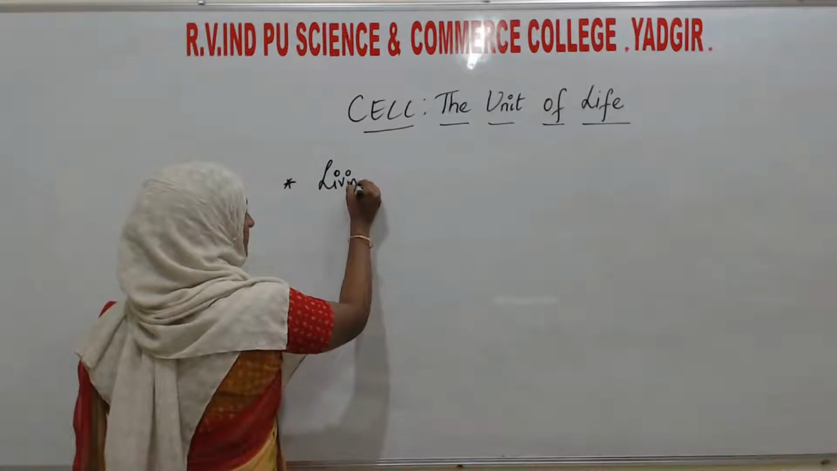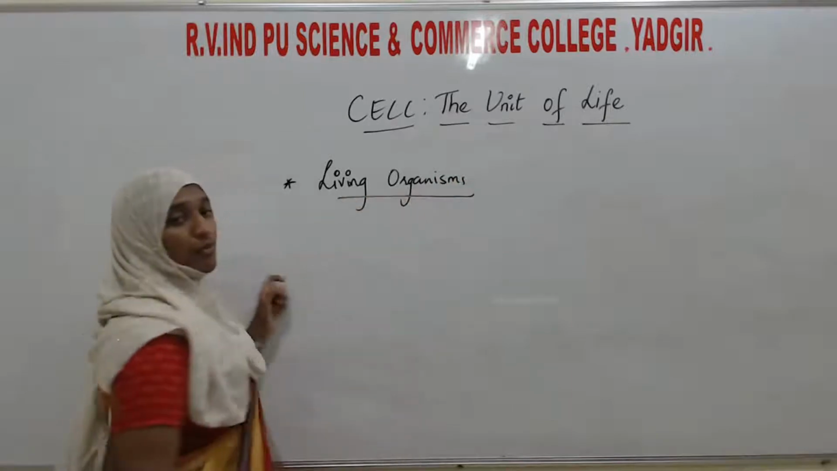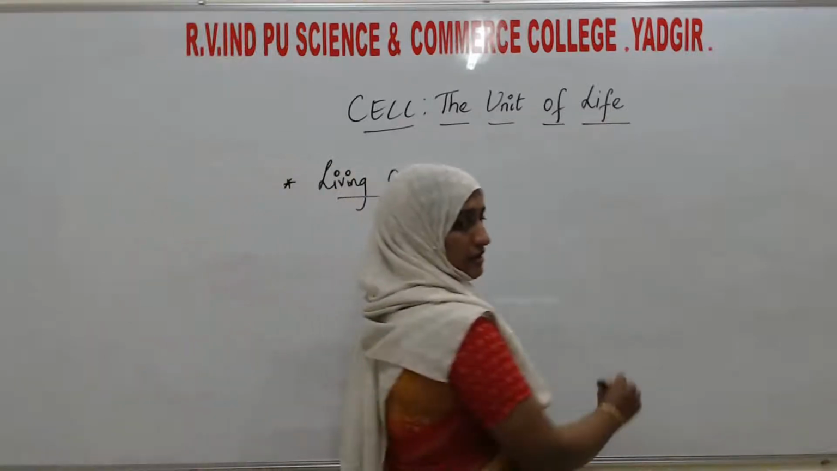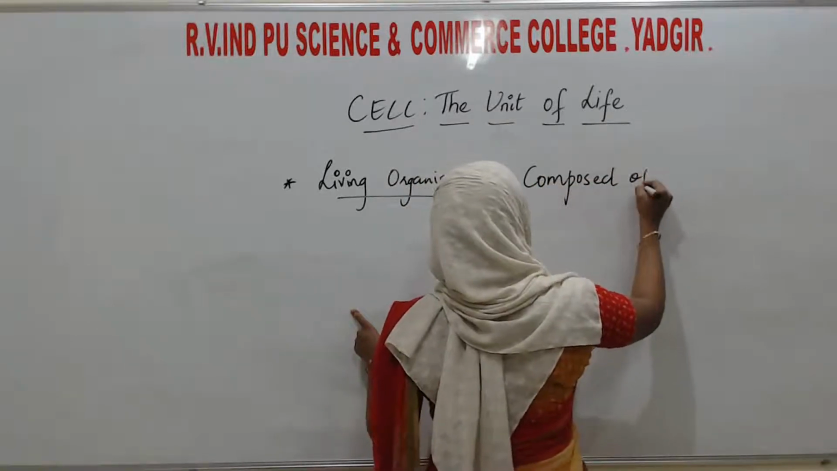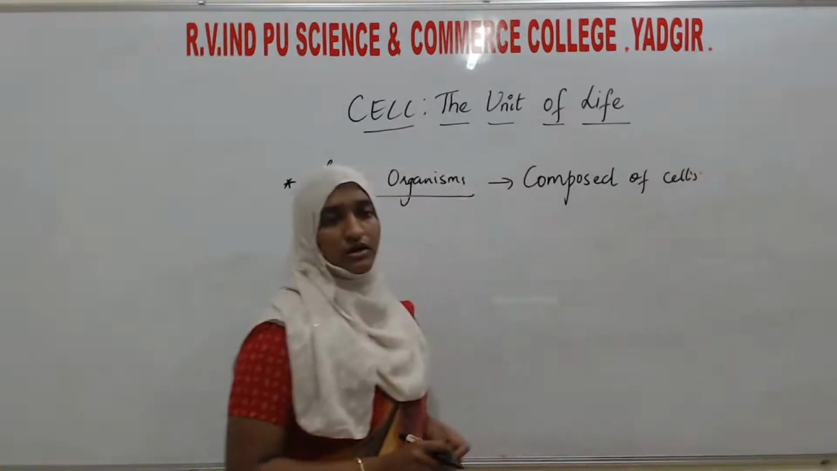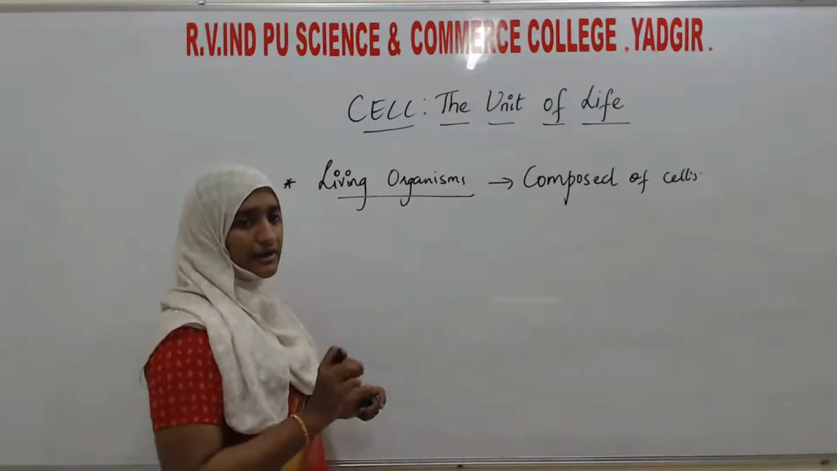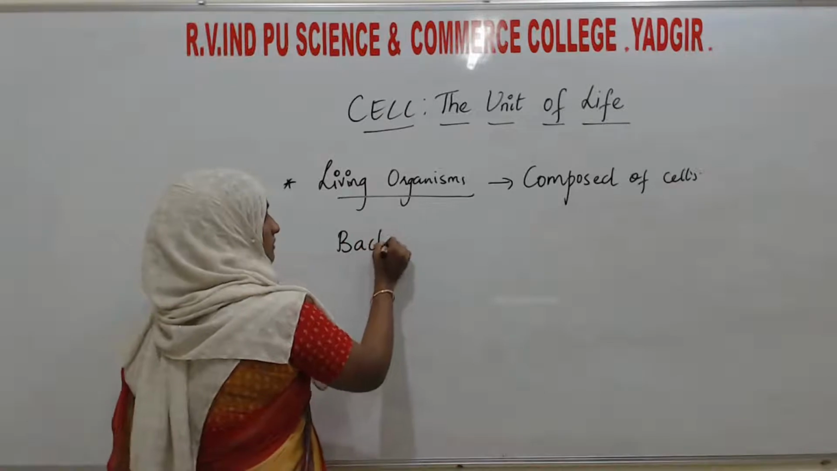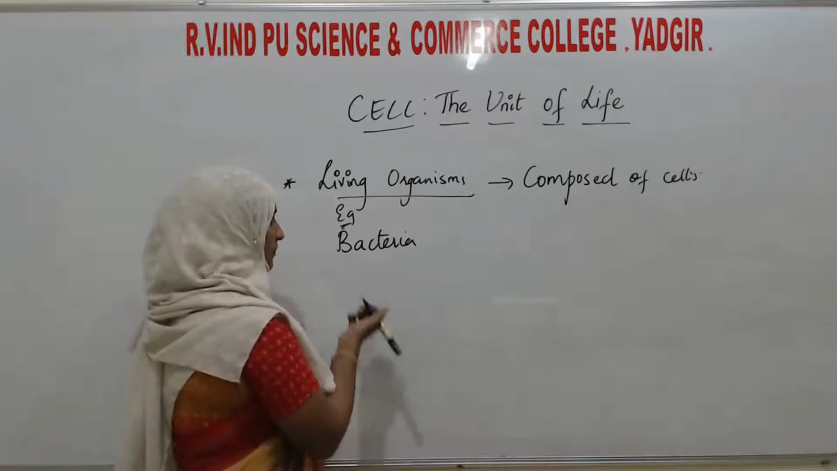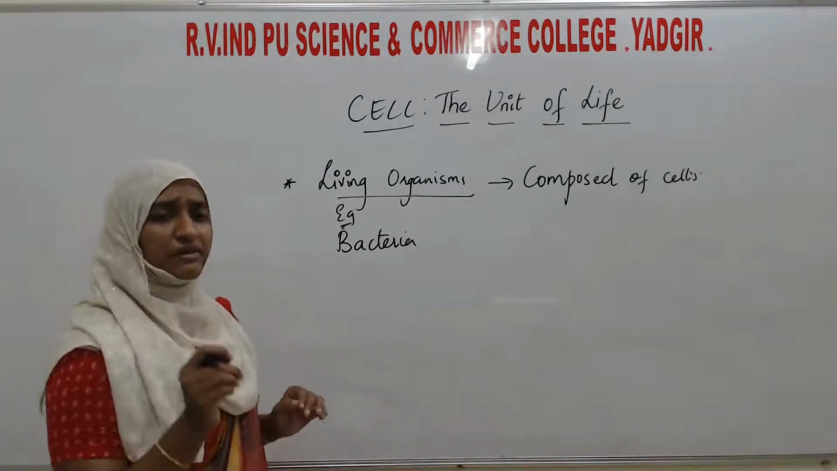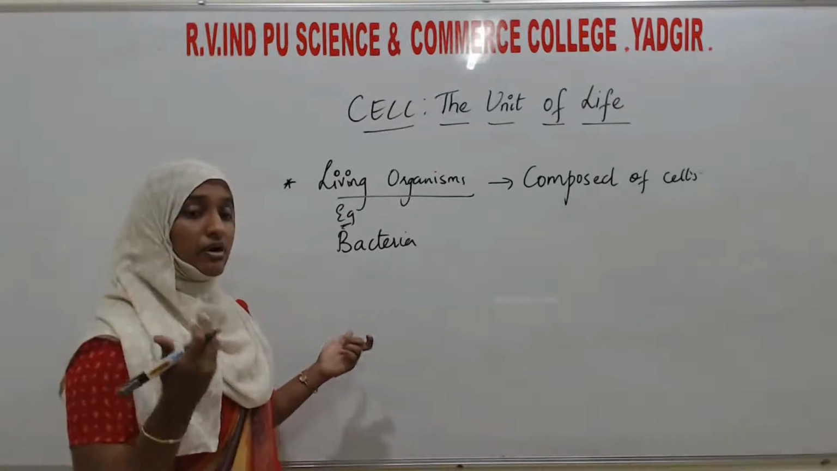If you want to study the cell, you can take that all living organisms are composed of what? They are composed of cells. You can take an example of a microorganism, that is the bacteria. This is an example of a living organism, which is very small, which we cannot see with our naked eye. That is also a living organism, which is composed of what?